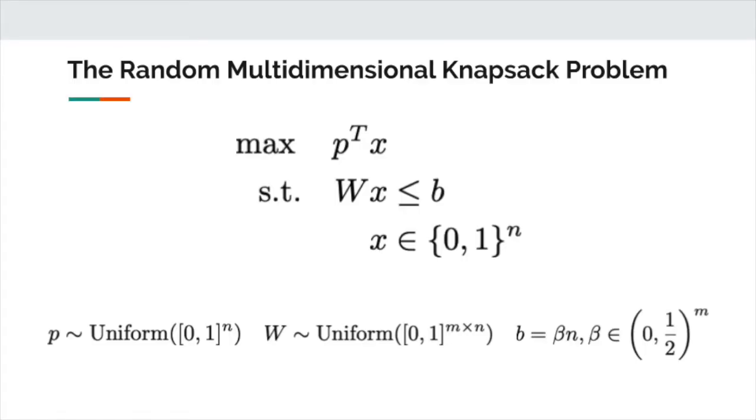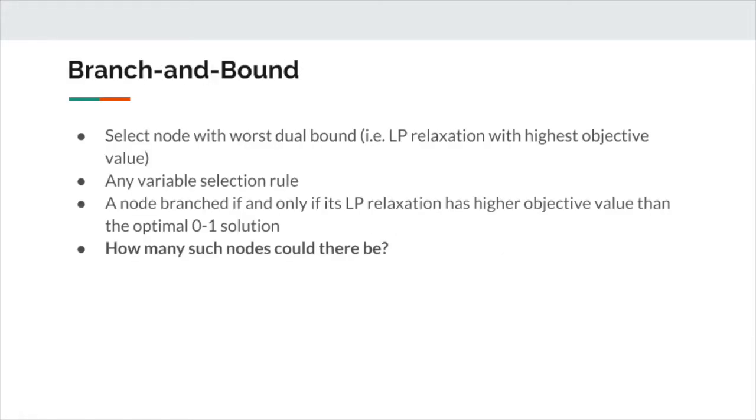So first, just to introduce the problem, we consider an M-constraint knapsack problem where all of the data is drawn uniformly from [0, 1], and the right-hand side is a vector of constants between 0.5 times n. Here we consider branch and bound algorithms that select the node with the worst dual bound and employ any variable selection rule. We note that a node is branched on if and only if its LP relaxation has higher objective value than the optimal 0, 1 solution, okay? And our central question is how many such nodes could there be?